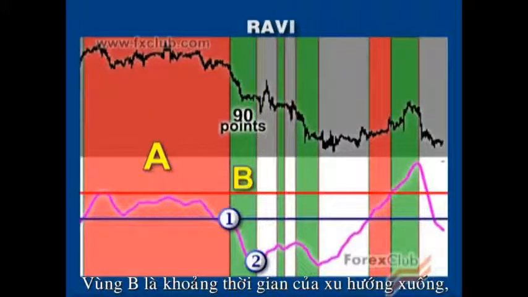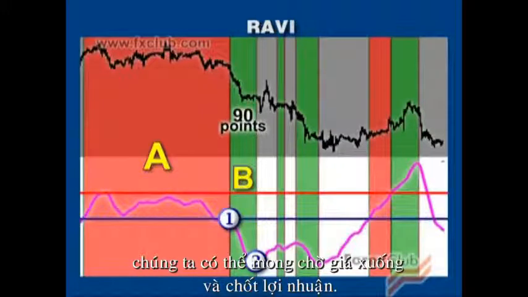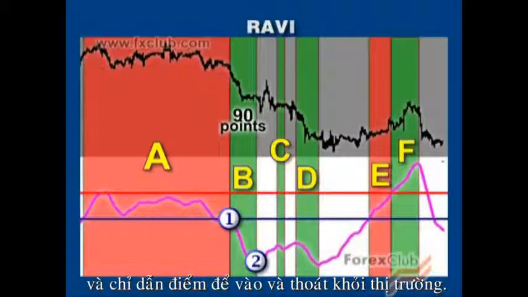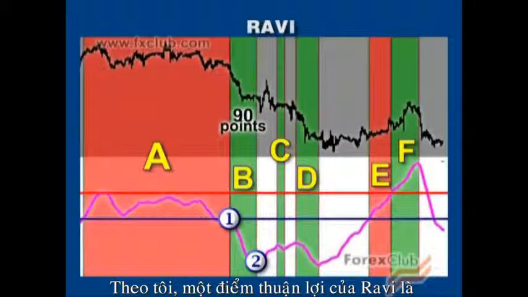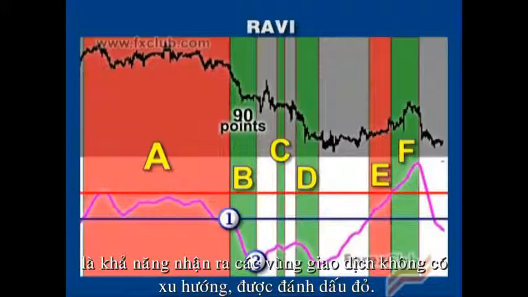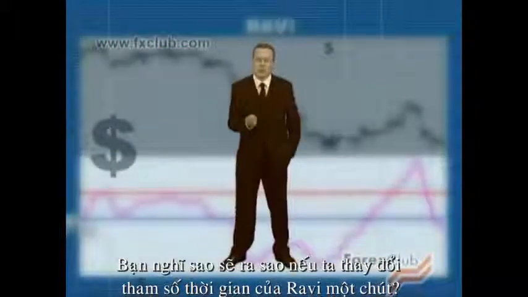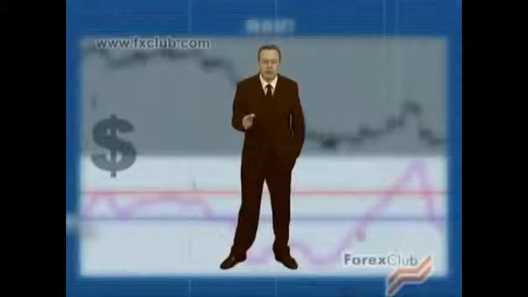Zone B is a period of downtrend in which we can go bearish and turn a profit. In what follows, Zones C, D, E and F demonstrate successful and not so successful market entry and exit points. In my opinion, one advantage of RAVI is its ability to identify trading ranges, which we have marked in red. So what do you think happens if you change the time parameters of RAVI a little?